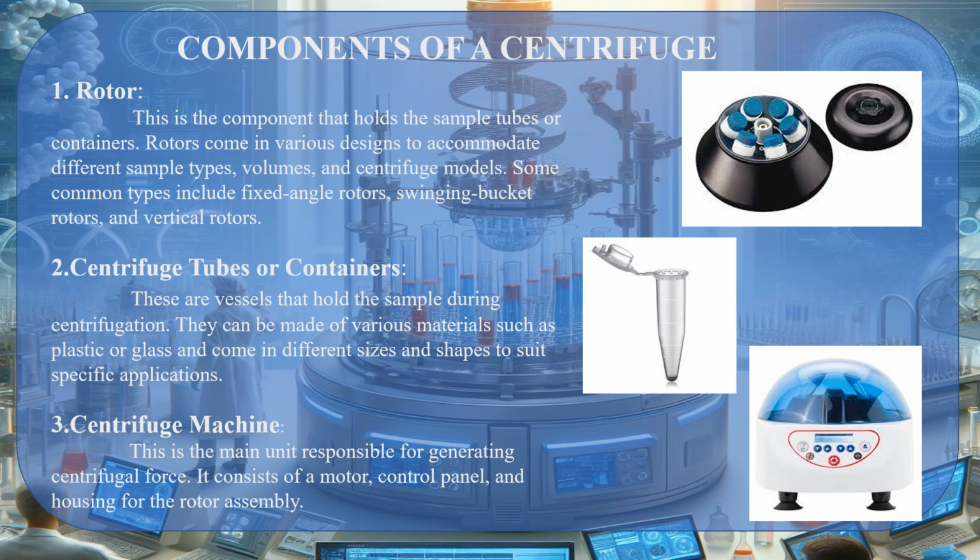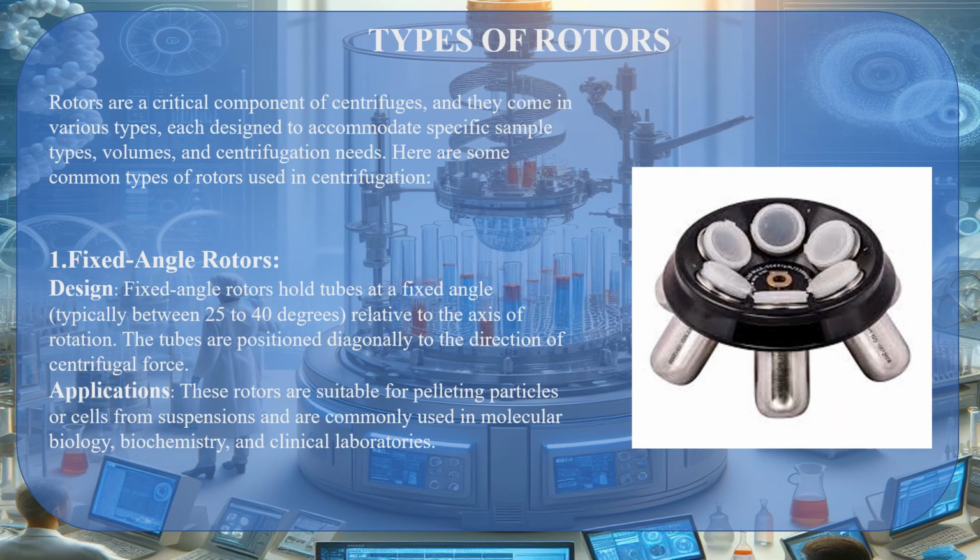Centrifuge tubes or containers are the vessels that hold the sample during centrifugation. They can be made of various materials such as plastics or glass and come in different sizes and shapes to suit specific applications. The centrifugation machine is the main unit responsible for generating centrifugal force. It consists of a motor, control panel, and the housing for rotor assemblies.